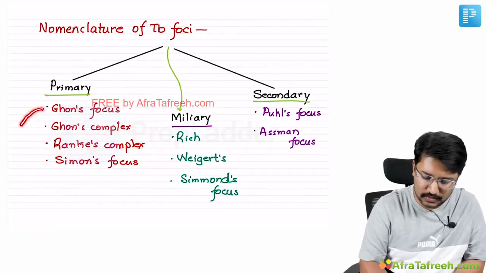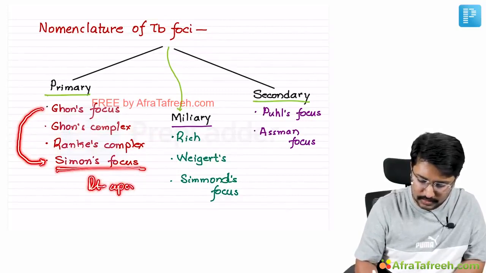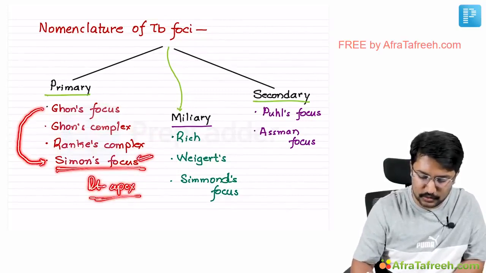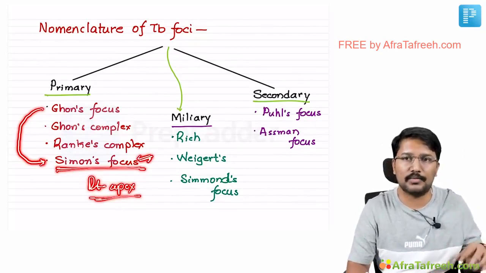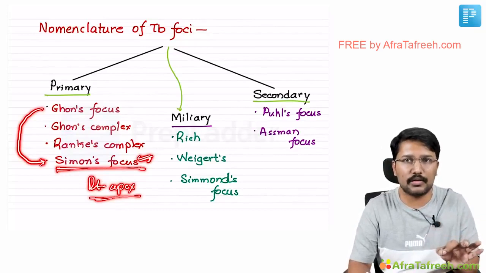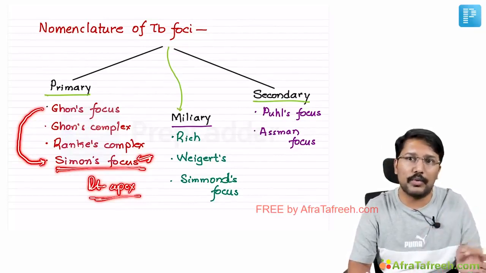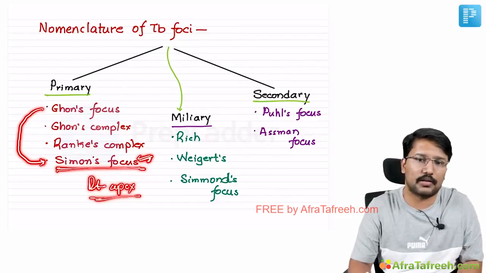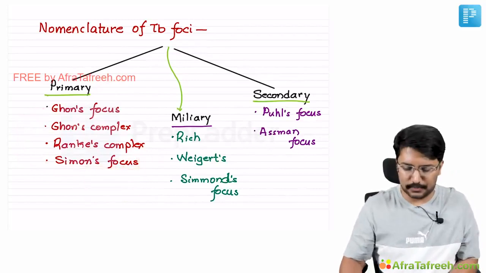And from the Ghon's focus, when there is hematogenous dissemination to the right apex, we call it Simon's focus, which is also a primary focus, right? There is one possibility of MCQ from this. They might ask which one of the following is a primary focus, or which of the following is a secondary, or which of the following is a component of the miliary foci, right? So this is one more MCQ that can be asked. So Simon's focus is a primary TB foci, right?